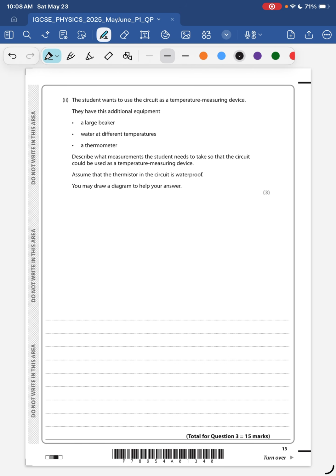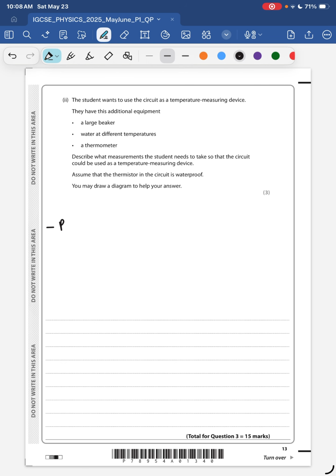The student wants to use the circuit as a temperature measuring device. They have this additional equipment: a large beaker, water at different temperatures, a thermometer. Describe what measurements the student needs to take so that the circuit could be used as a temperature measuring device. Assume that the thermistor in the circuit is waterproof. You may draw a diagram to help your answer. I'm not going to do that. So let's describe what we need to do.